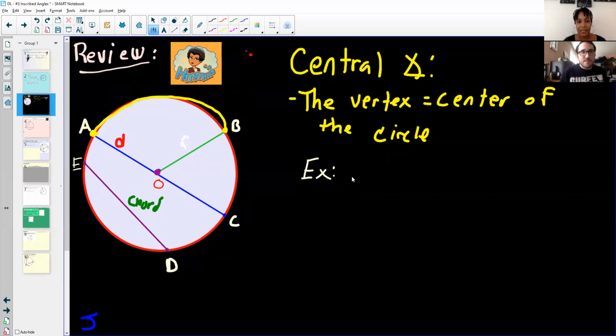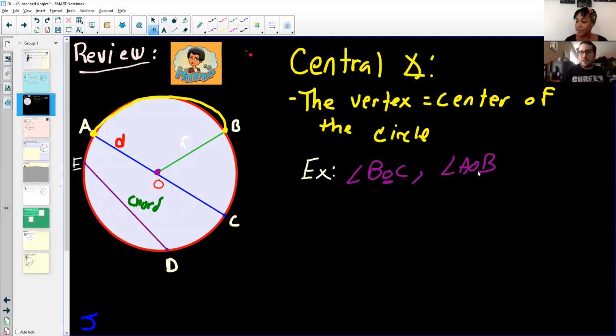Angle BOC. That's perfect. Angle BOC. And as you notice, when you name the angle, O has to be in the middle because that's a central angle. Perfect, Adam. And the second central angle is angle AOB.